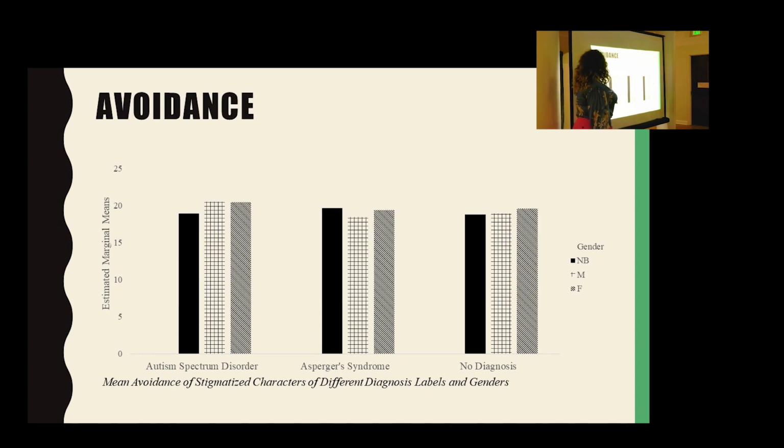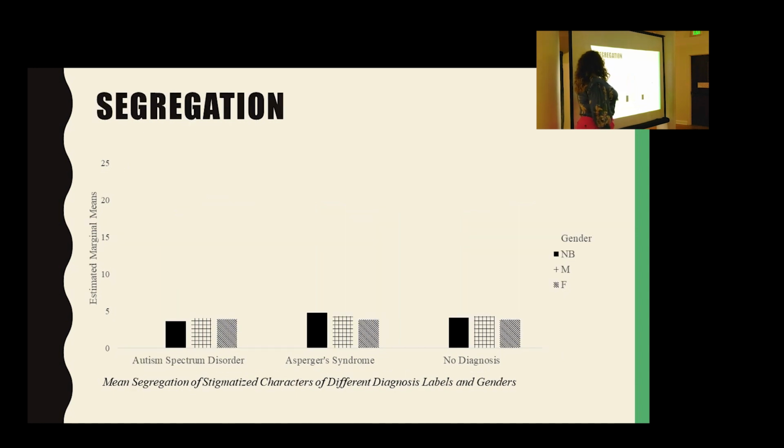Avoidance, this is the amount that participants would like to have social contact, so this one is, the less stigmatization is a higher number. So people did not desire a lot of social distance from the character either. For segregation, people did not want to isolate the character that much from the community, and there was no difference by diagnostic label or gender.